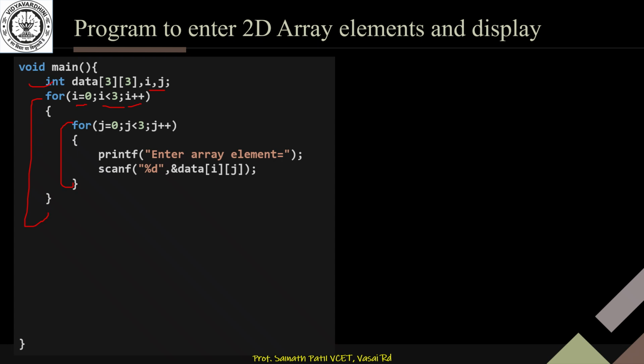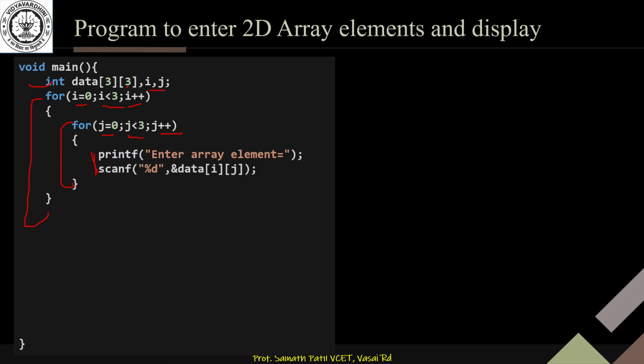Then the inner for loop, again the column index starts from 0. So j is equal to 0, semicolon, column size given is 3, so j less than 3, semicolon, j plus plus. And inside the inner for loop, I have these two statements, printf and scanf. Printf enter array element, and scanf %d and data[i][j]. Initially i and j both are 0, 0. So data of i j, the 0th element, will be entered.